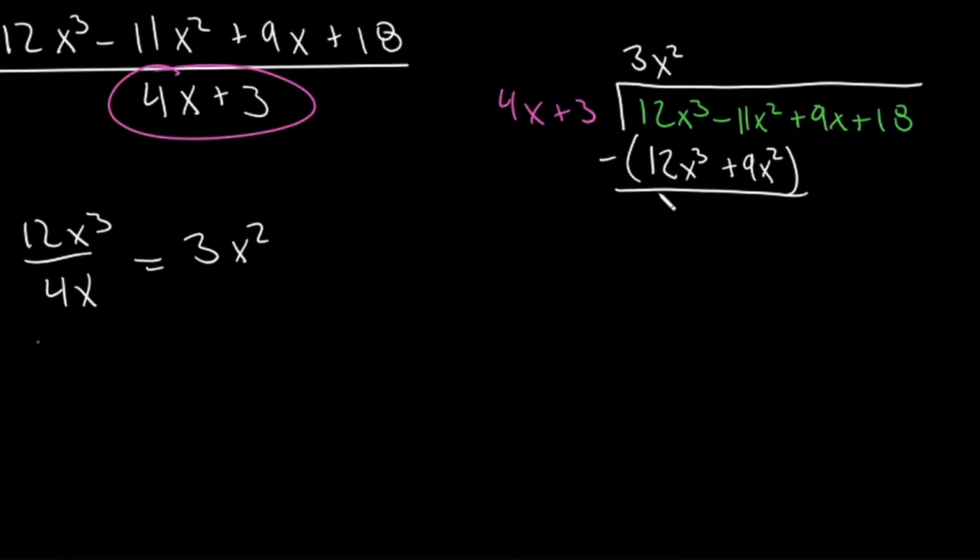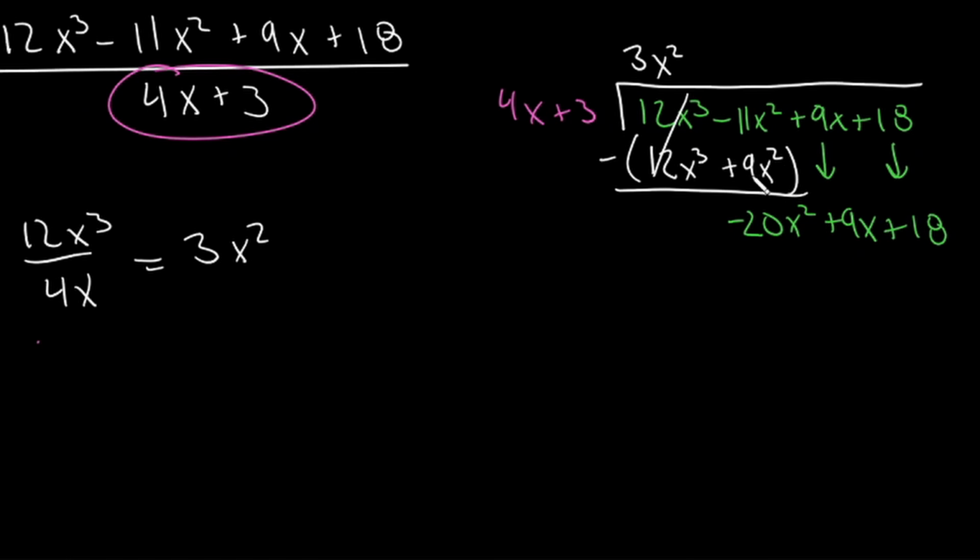So 12x cubed minus 12x cubed, that's just going to be 0. And then negative 11x squared minus 9x squared. Well, negative 11 minus 9, that's going to be negative 20. So we're going to be left with negative 20x squared. And we need to bring down these here. So we have plus 9x plus 18.